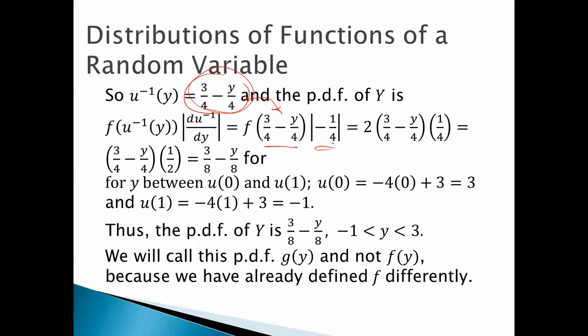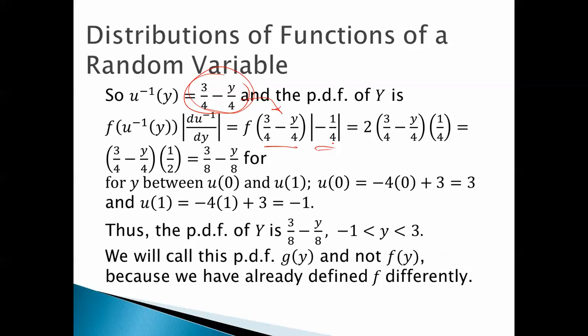Based on how we've defined f, that's going to be 2 times 3/4 minus y over 4 times 1/4. In other words, because of how we define f again, f of x is 2x. So that's 3/4 minus y over 4 times a half, or in other words, 3/8 minus y over 8.